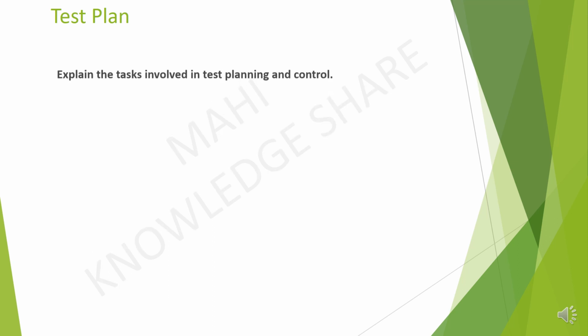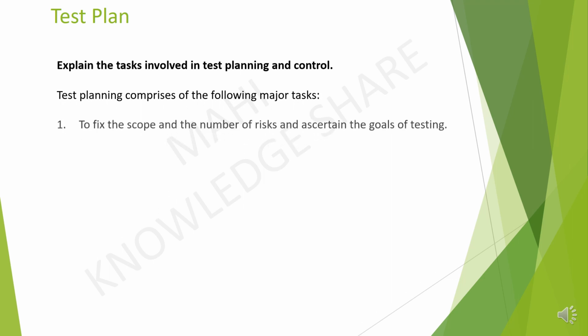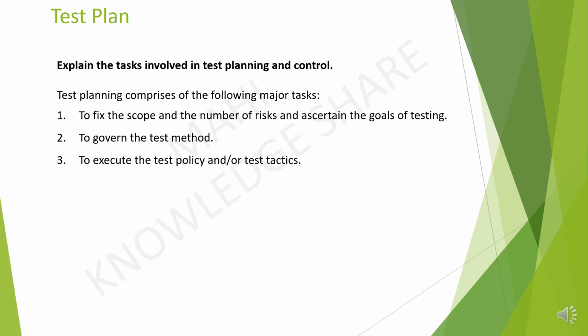Tasks involved in test planning and control. Test planning comprises the following major tasks. 1. To fix the scope and number of risks and ascertain the goals of testing. 2. To govern the test method. And 3. To execute the test policy or test tactics.